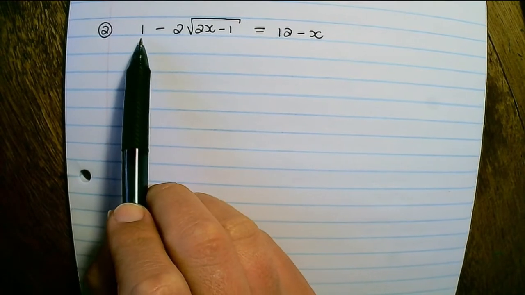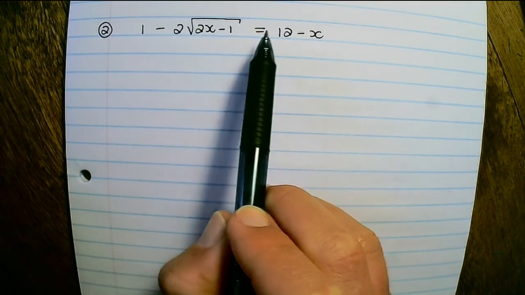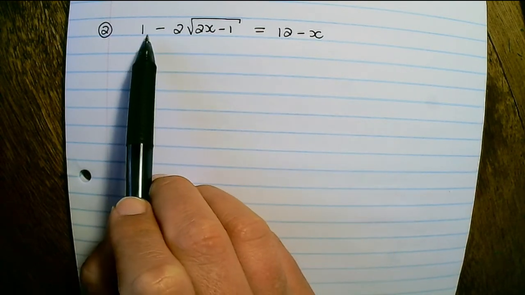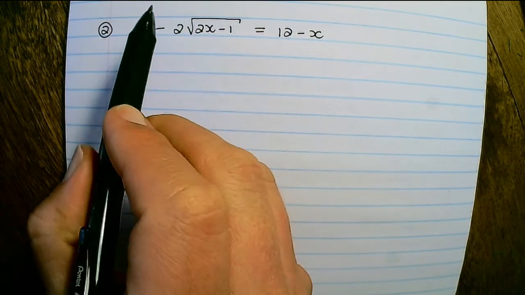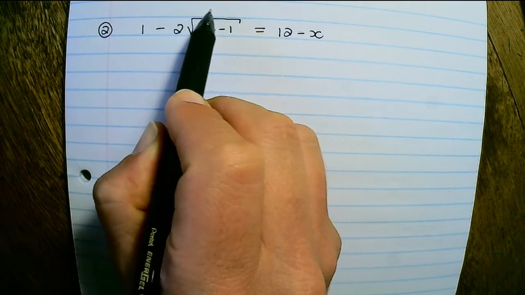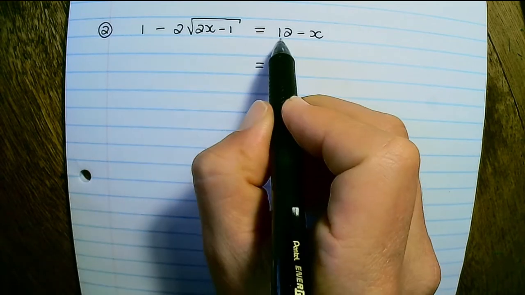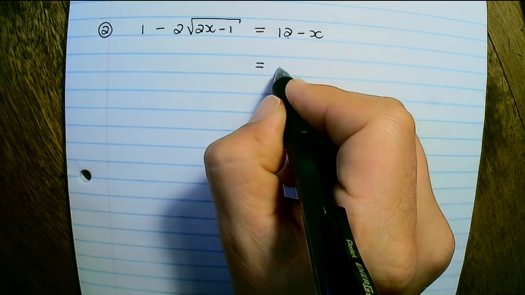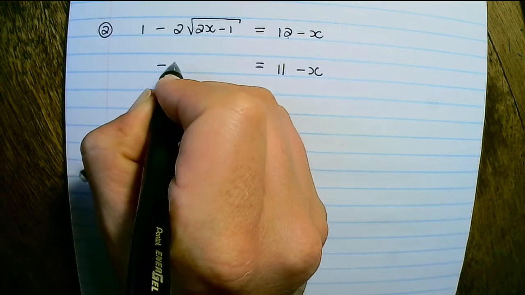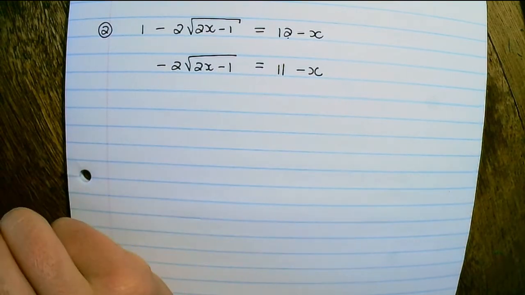In our second example, we have 1 minus 2 times the square root of 2x minus 1 equals 12 minus x. Now before we start squaring on both sides, let's first get the square root alone. So we're going to isolate the square root. So I'll move the 1 over. So it'll become 12 minus 1. So that is 11 minus x. And on the left I have negative 2 square root of 2x minus 1.